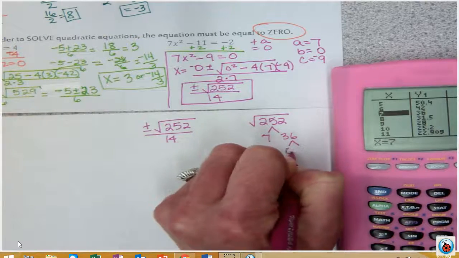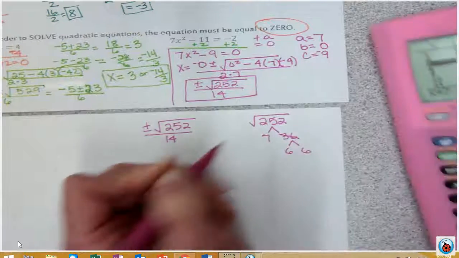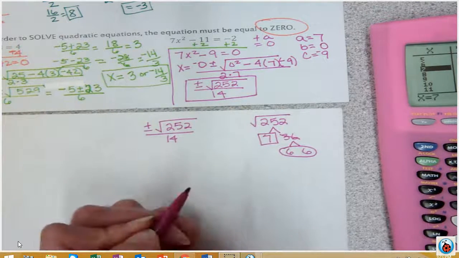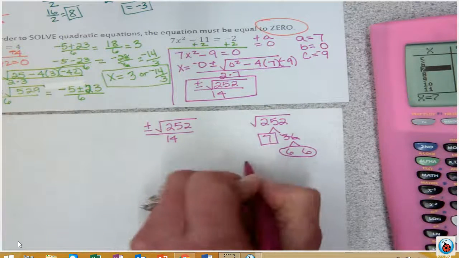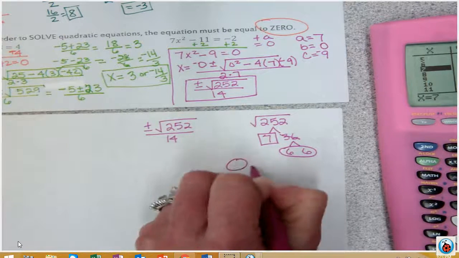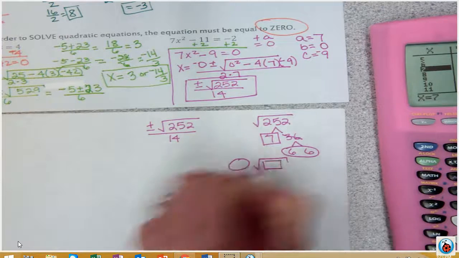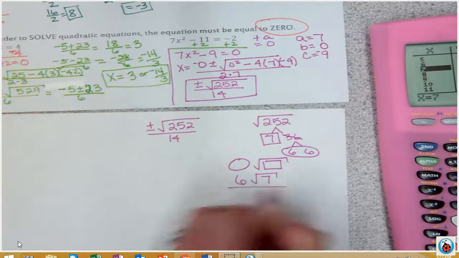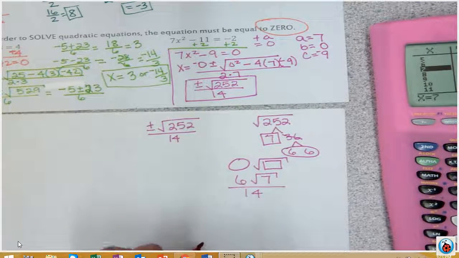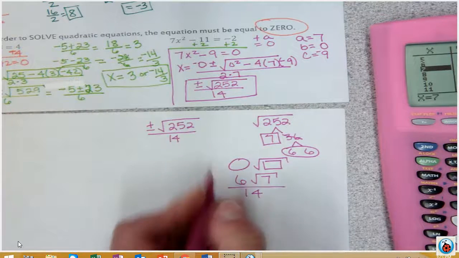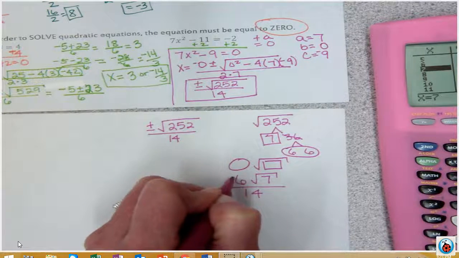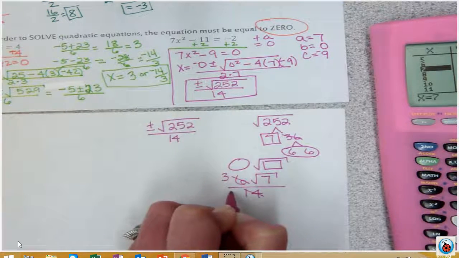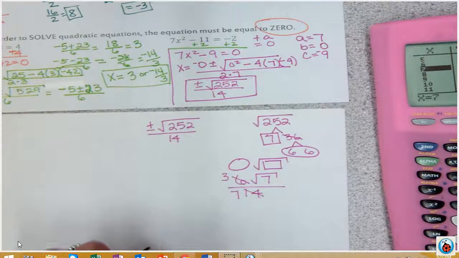Then I know I can break this down into 6 times 6, and I can circle my couple and box up my single. My circle comes out, my box stays in, so I am left with 6 square root of 7 divided by 14. But I'm not done, because I can reduce this even further. 2 goes into both that 3 times, and 2 goes into 14 7 times.